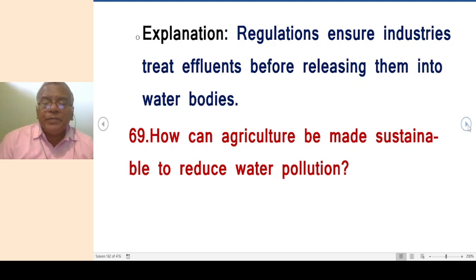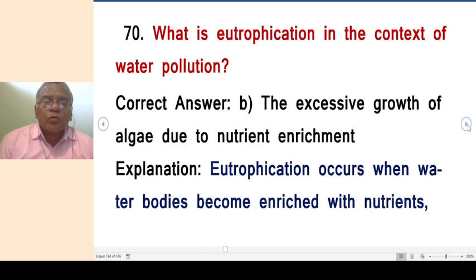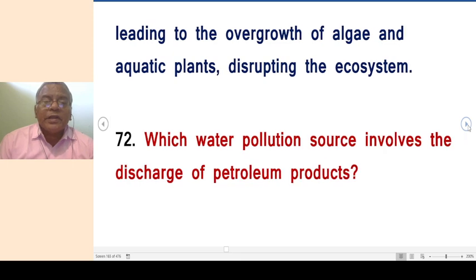How can agriculture be made sustainable to reduce water pollution? By using organic fertilizers. Organic farming practices minimize chemical runoff into water bodies. What is eutrophication in the context of water pollution? The excessive growth of algae due to nutrient enrichment. Eutrophication occurs when water bodies become enriched with nutrients, leading to the overgrowth of algae and aquatic plants, disrupting the ecosystem. Which water pollution source involves the discharge of petroleum products?